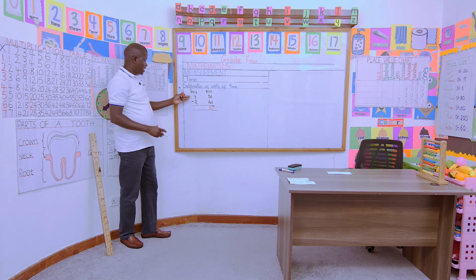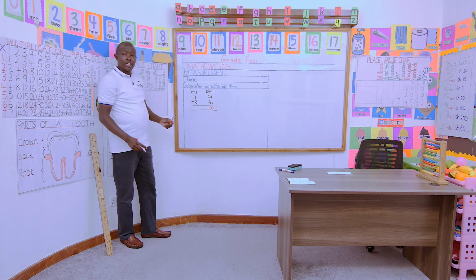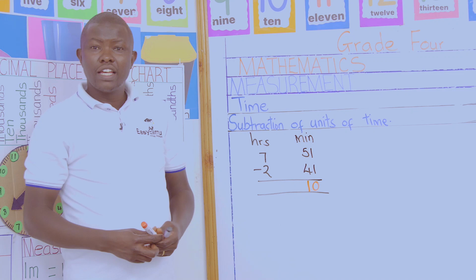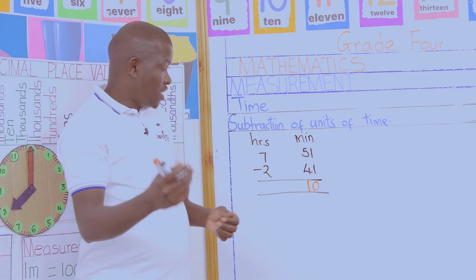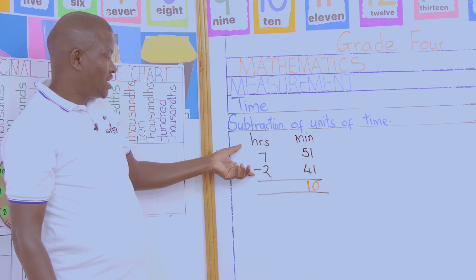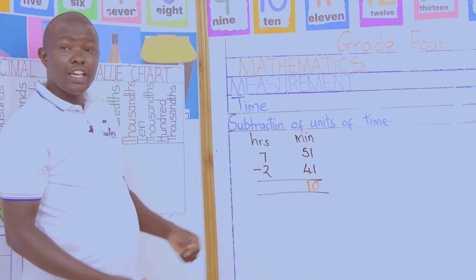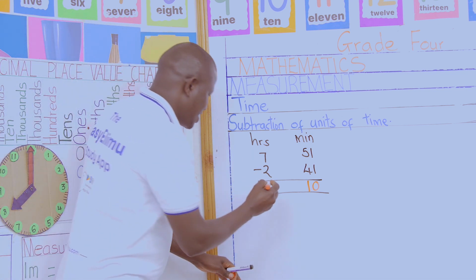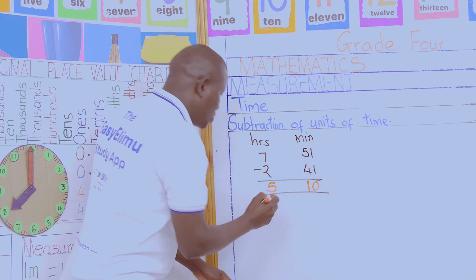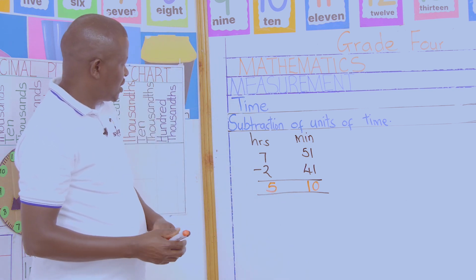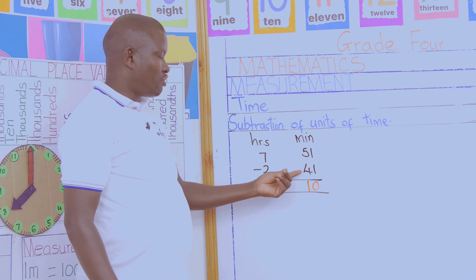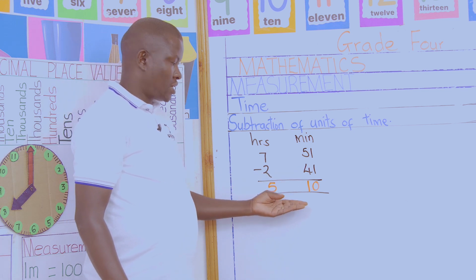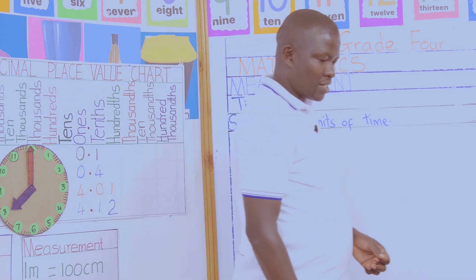And then we come again. 7 hours take away 2 hours. Jen, you can tell us. 7 take away 2 is 5 hours. And that is how we do subtraction. 7 hours and 51 minutes take away 2 hours and 41 minutes gives 5 hours and 10 minutes.